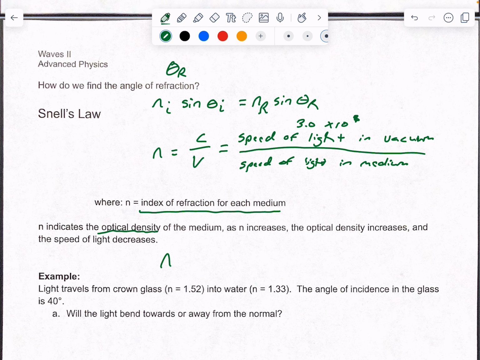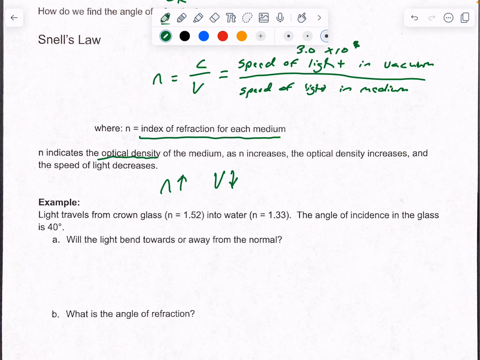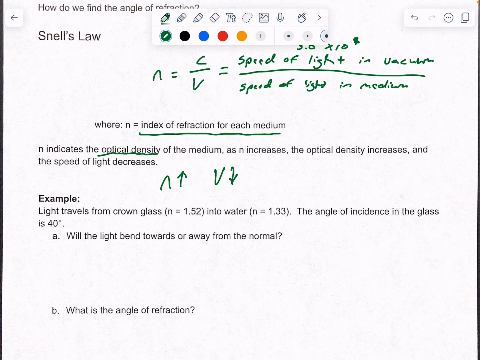Okay, so if n increases, that means the velocity of light is going to decrease. Okay, so there's more stuff in the way. So let's look at an example. Light travels from crown glass into water. So I gave you the refractive indexes here. And then we will give you a box of refractive indexes. Okay, so if we don't mention it, look on that box, and then you'd be good there. Or you'd be solving for n, so we would give you the different velocities, but we'll do more examples on that later.